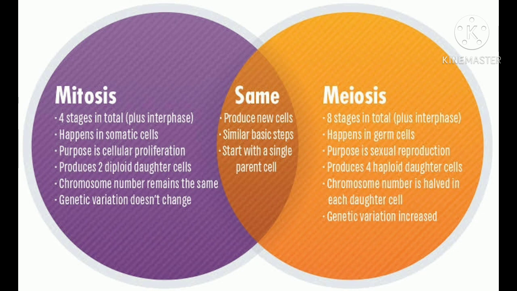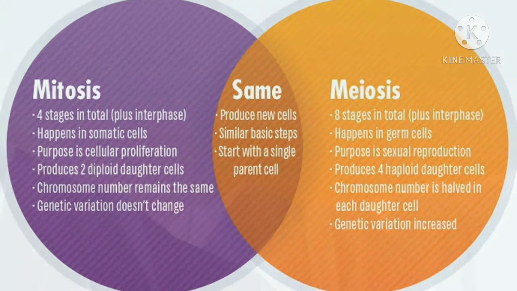While meiosis is composed of 8 stages in total, plus interphase. It happens in germ cells. Its main purpose is sexual reproduction. It produces 4 haploid daughter cells and its chromosome number is halved in each daughter cell. Lastly, its genetic variation is increased. While there are similarities, both produce new cells, have similar basic steps, and start with a single parent cell.